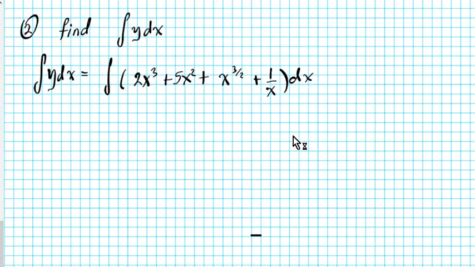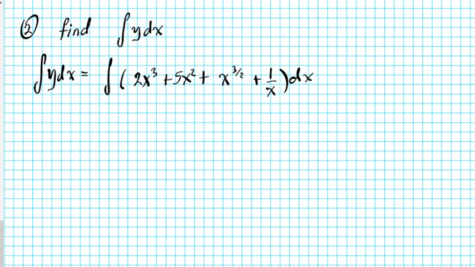1 over x is not written as a power. There's a special reason why. The reason is that the power rule cannot be applied to 1 over x when you're integrating. That's a common mistake most students make, is they try to apply the power rule to 1 over x when integrating, and you cannot. Okay?